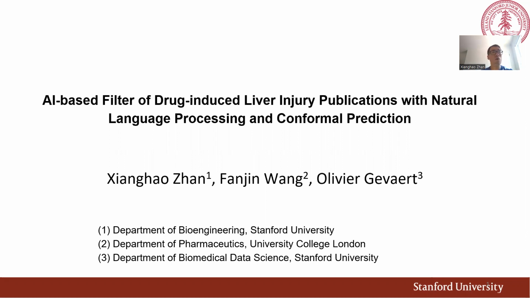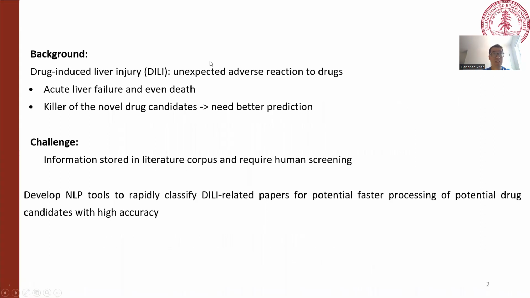Drug-induced liver injury is also referred to as DILI. It refers to unexpected adverse reactions to drugs, because DILI can sometimes lead to acute liver failure and even death. Therefore, it has become a main killer of novel drug candidates in drug discovery. Therefore, as researchers in this field, we always try to think of better prediction methods or diagnosis of drug-induced liver injury.